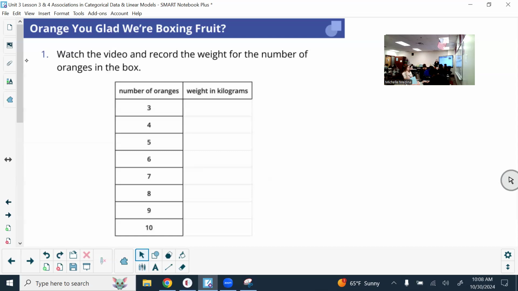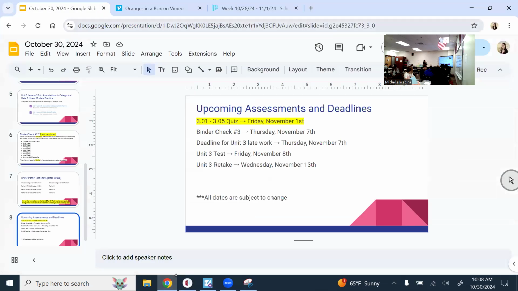We're going to kind of do an experiment, if you will. I'm going to play a video and you're going to record the weight for the number of oranges that are being put in a box. All right, so you're collecting the data, so to speak. Let me pull up that video.